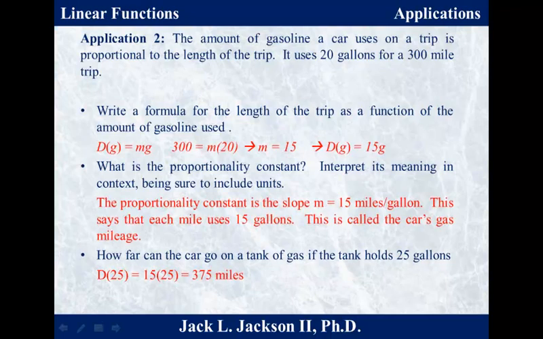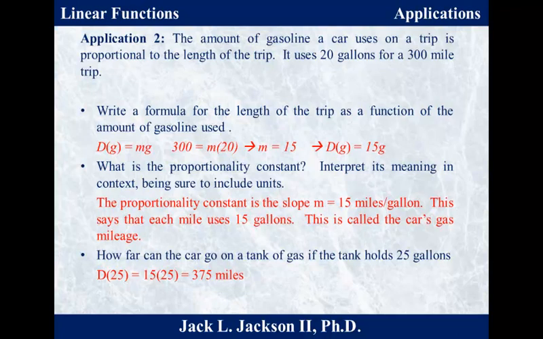Well, let's see. It's a direct proportion, so it's just d equals m times g, like y equals m times x, where g is the gallons of gasoline used and d is the distance traveled. The trouble is we don't know the slope m, but we can solve for it because we know a point on the curve. We plug in 300 for d when g is 20, and solving for m by dividing both sides by 20, we get m is 15.